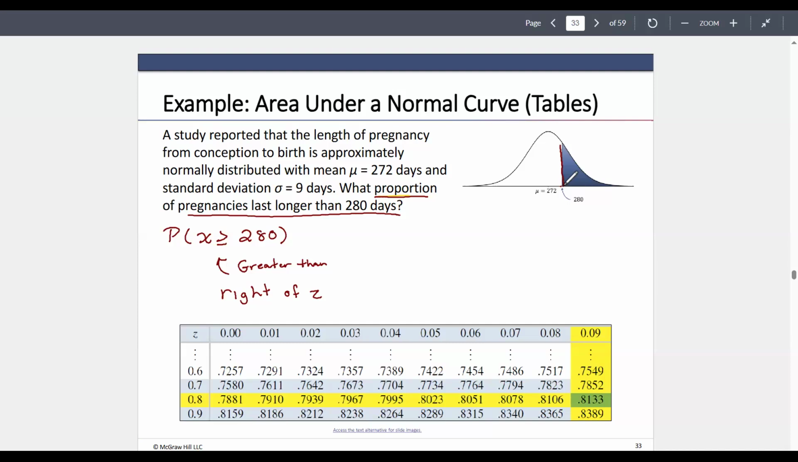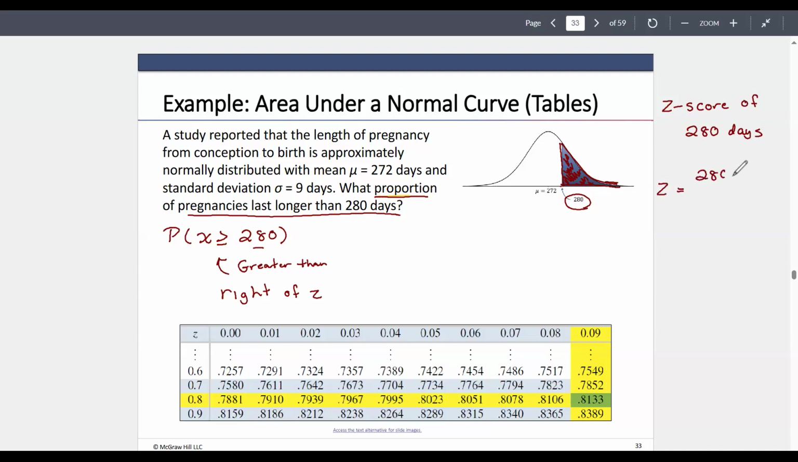But like I said, this distribution is showing us the same thing. The distribution is centered at 272 days. We're interested in the probability of having pregnancies longer than 280 days, so we're interested in this area here. So we're going to go through the same process again, where we need to convert this 280 into a Z-score. It's always the value that we're looking at here that we're converting into a Z-score. So we need the Z-score of 280 days.